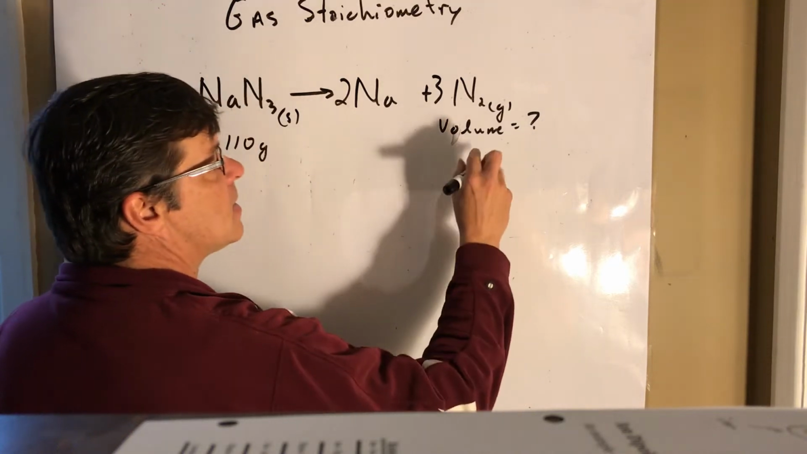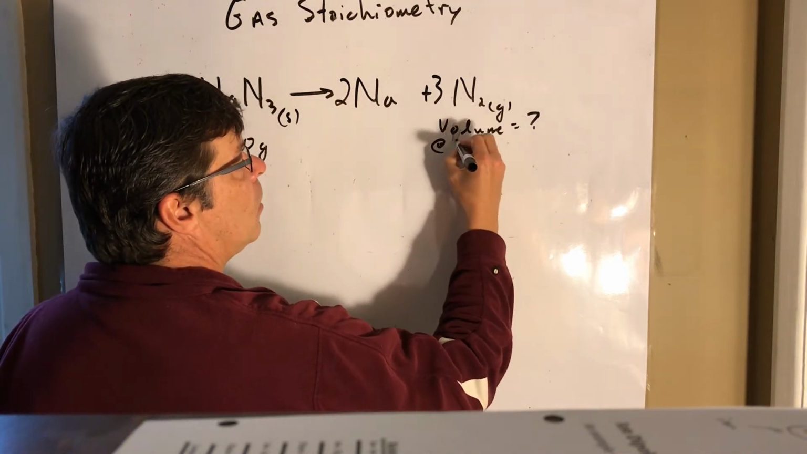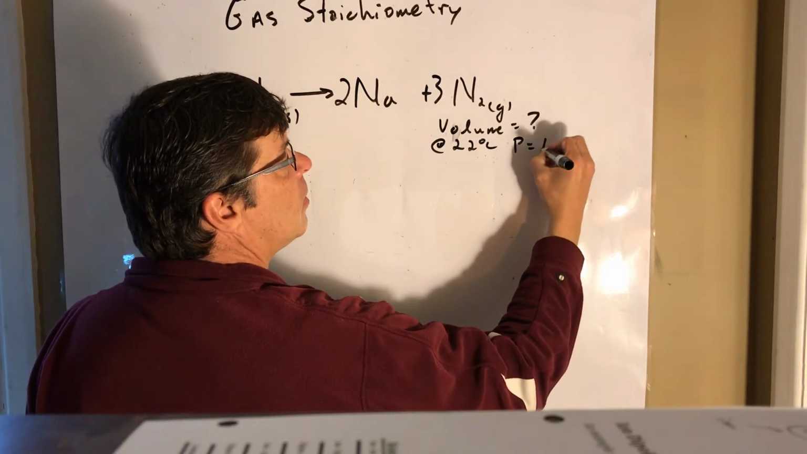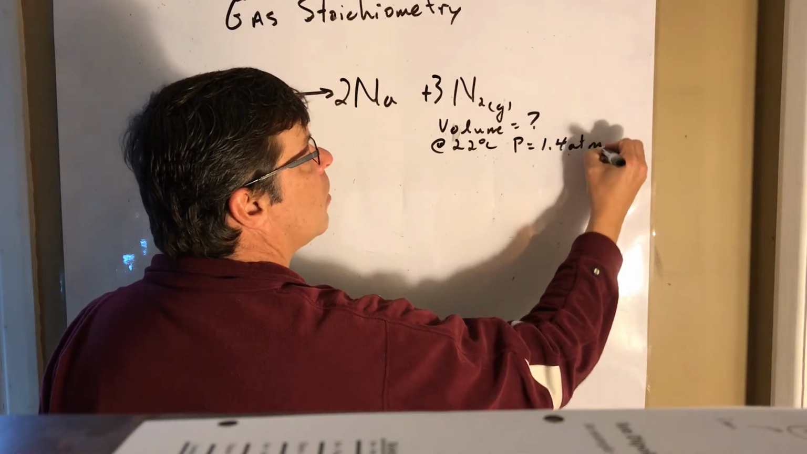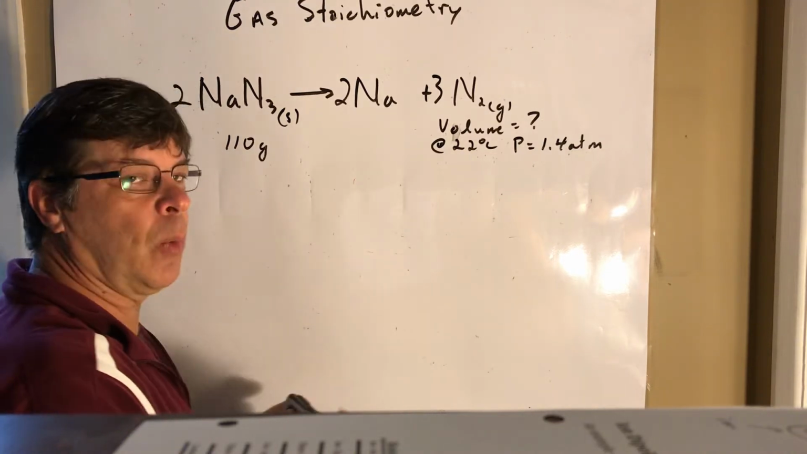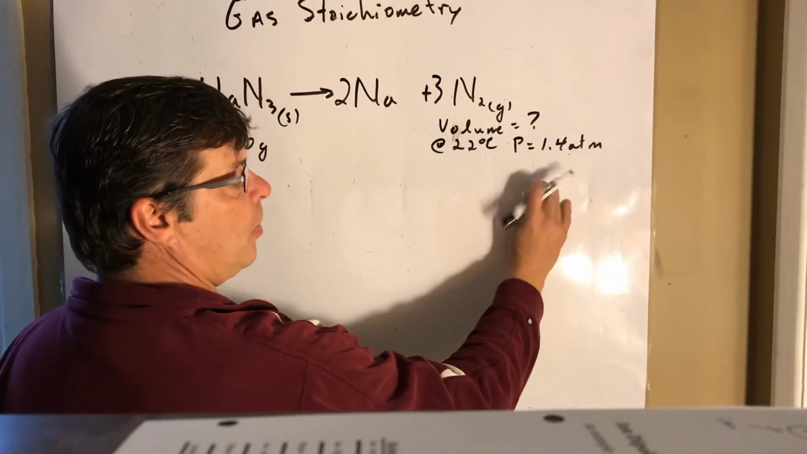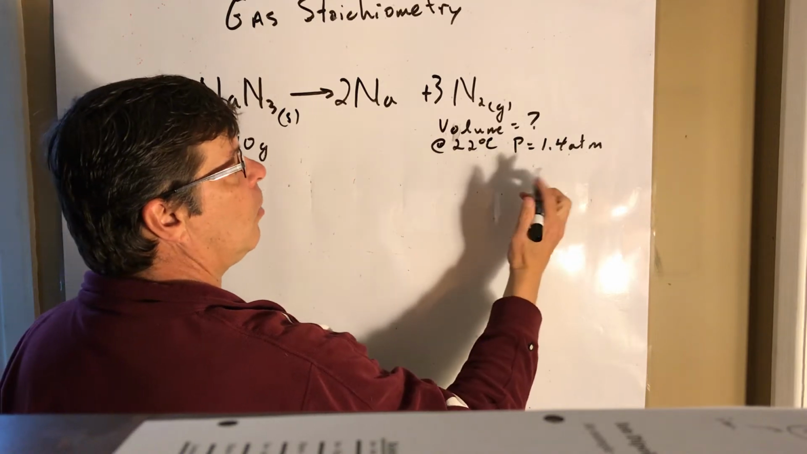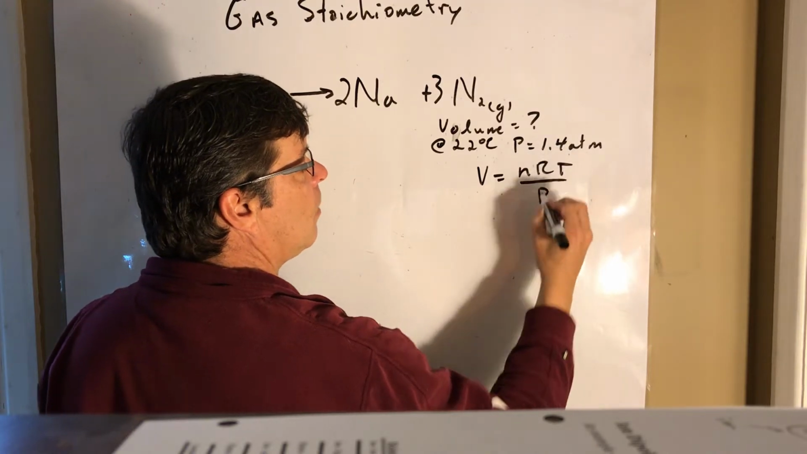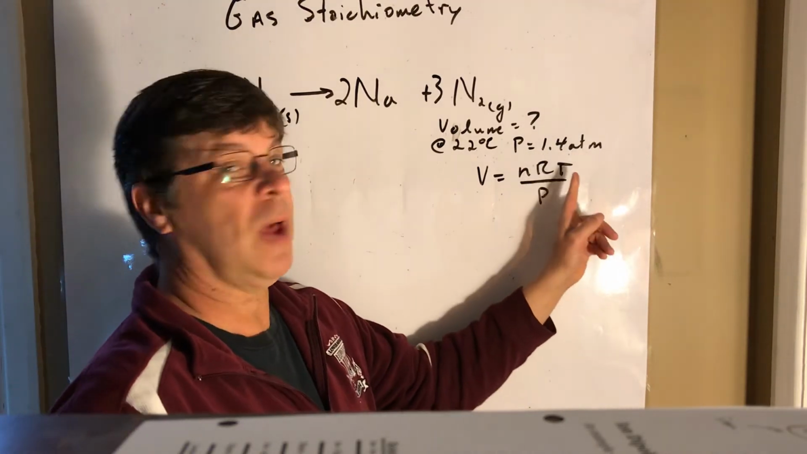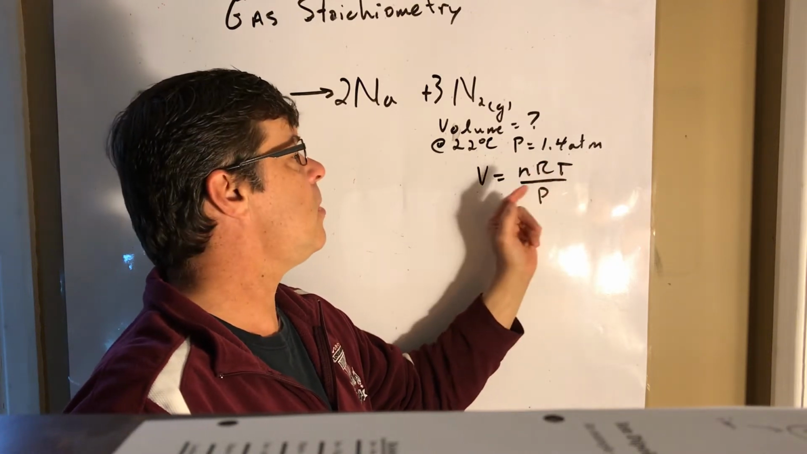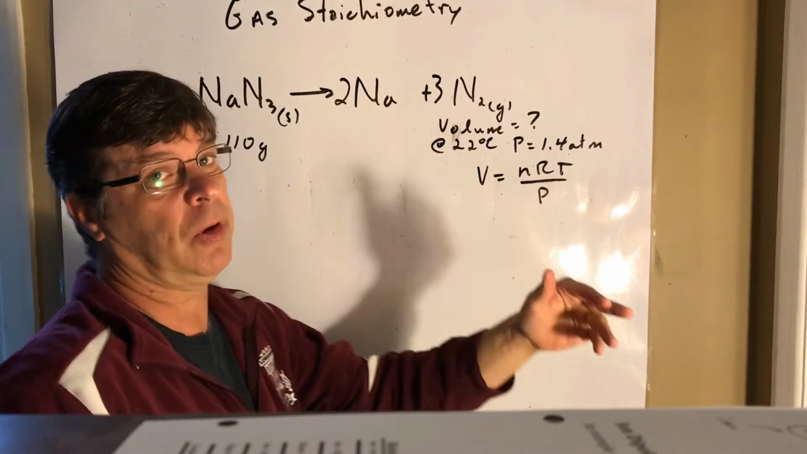Okay, so this gas, let's say it's at 22 degrees Celsius and at a pressure of, let's say, 1.4 atmospheres. All right. So, volume. We're going to use PV = nRT given temperature and pressure. And we know V equals nRT over P. We have our pressure, we have our temperature, we just have to change it to Kelvin. We have our constant, of course. We just need moles. So that's where the stoichiometry comes into play.